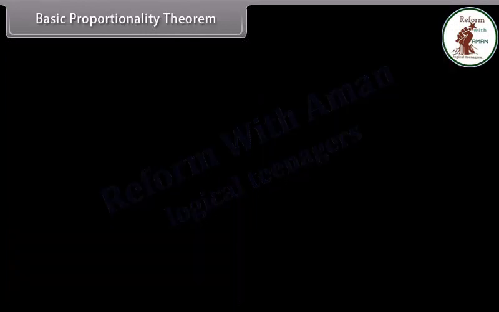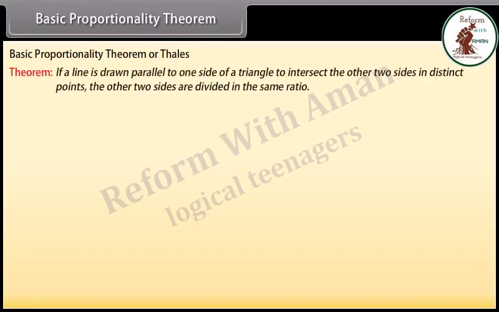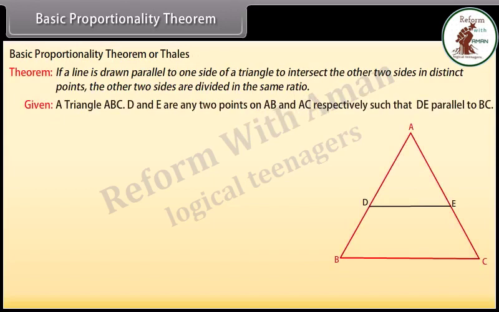Basic proportionality theorem, or Thales theorem. If a line is drawn parallel to one side of a triangle to intersect the other two sides in distinct points, the other two sides are divided in the same ratio. Given a triangle ABC, D and E are any two points on AB and AC respectively such that DE is parallel to BC. To prove AD/DB = AE/EC.